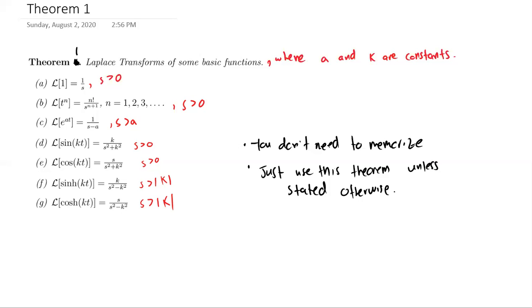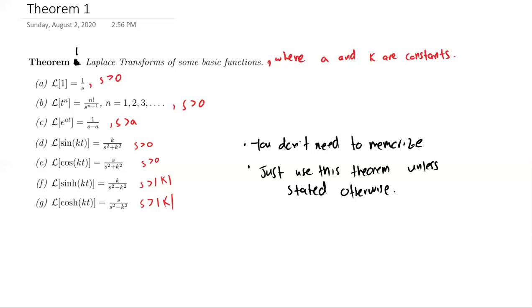For most of them, it's s greater than 0. For e to the at, this was already calculated before, that s has to be greater than a. So really, the only new ones are the ones for the sine, cosine, and the hyperbolic sine and hyperbolic cosine. For sine and cosine, the domain is s greater than 0. And then for hyperbolic sine and hyperbolic cosine, the domain is s greater than the absolute value of k. So that's the only one that's a little bit tricky.